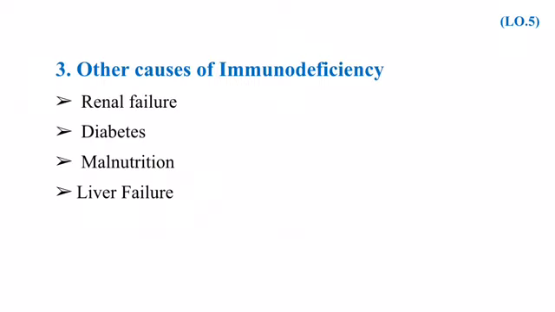There are other causes of immunodeficiency, such as renal failure, diabetes, malnutrition, and liver failure. All these can cause secondary immunodeficiency.